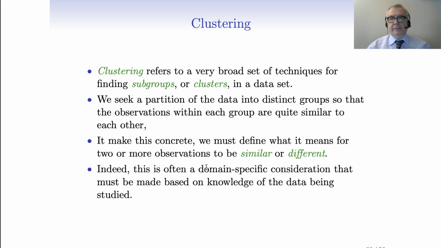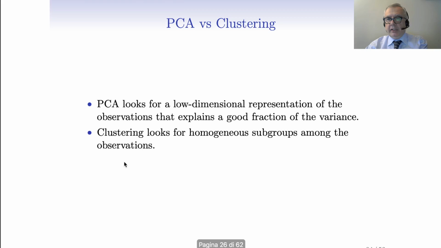Of course, I should specify what similar is going to mean, or what different is going to mean. And in many cases, this will depend on the domain, so it will depend on the type of data you are working with. But we can give some general considerations. And what's the difference between PCA and clustering? On one hand, PCA looks for a low-dimensional representation of the observations with the aim of explaining a good fraction of the variance.